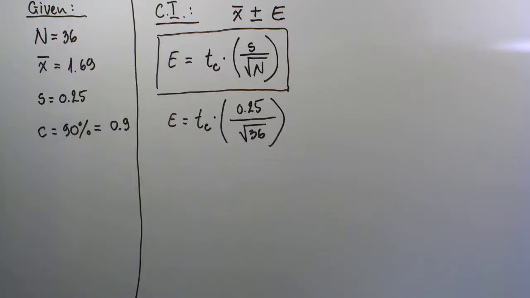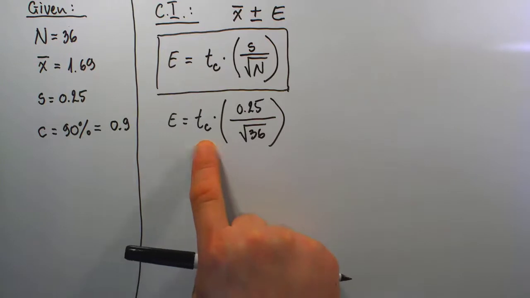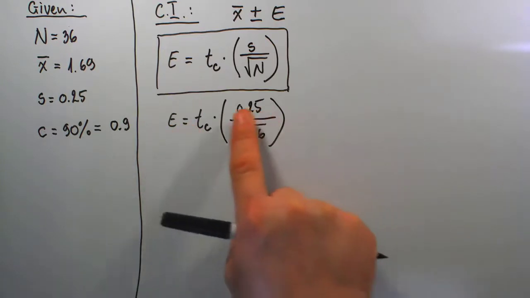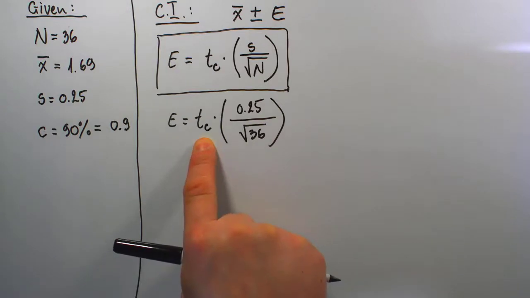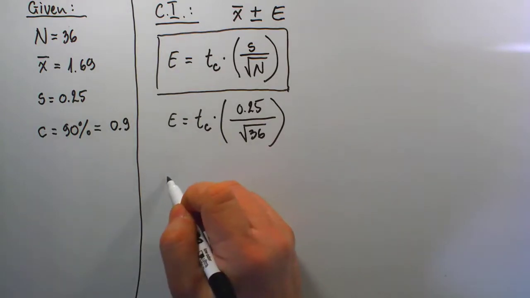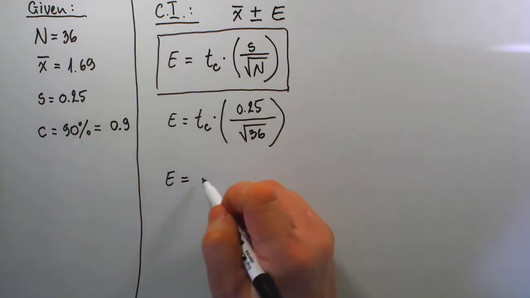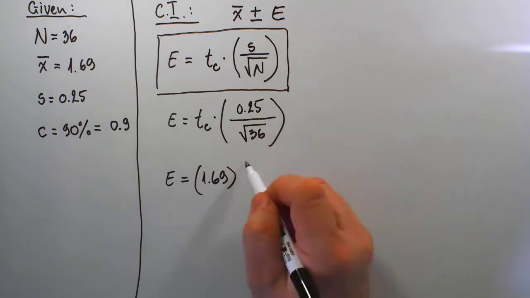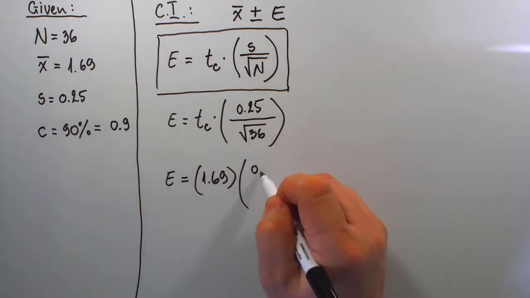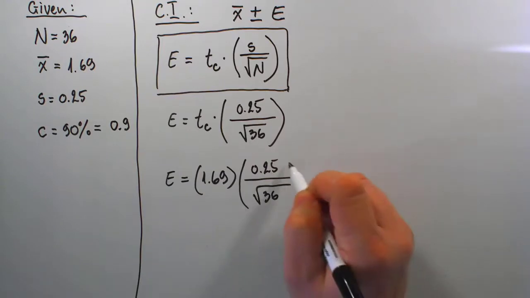Alright, and so now on the writing board itself, we all suddenly realize that our work to find the margin of error is ready, because we have just now found our T sub C value. So now we are ready. Margin of error is going to be calculated as 1.69 substituted for T sub C, and we will multiply with 0.25 over square root of 36 as one fraction.